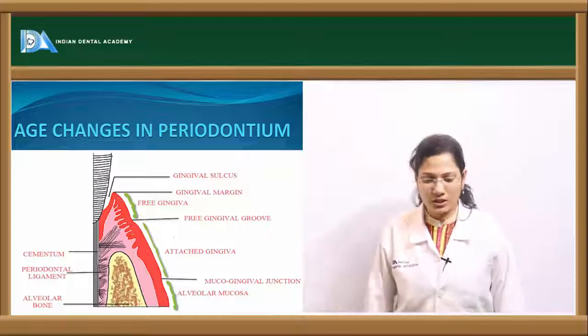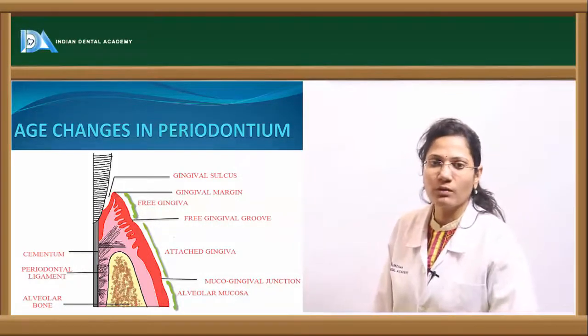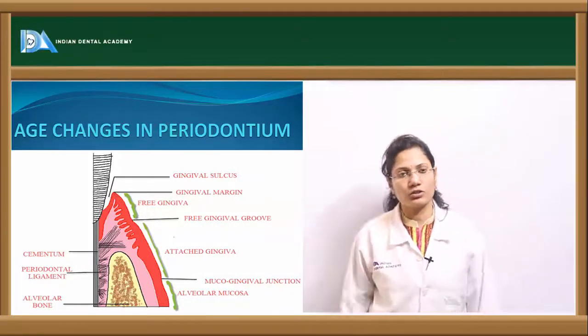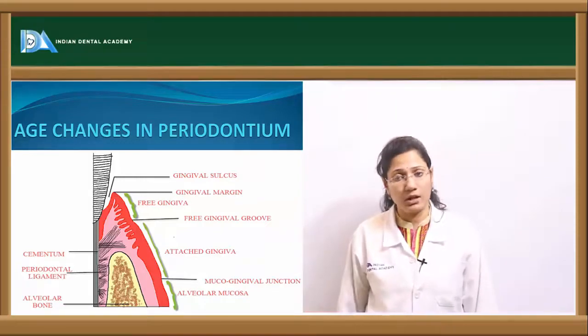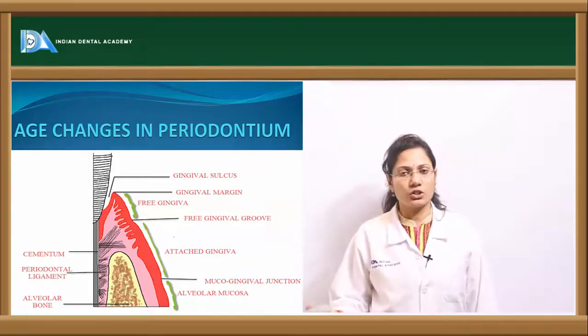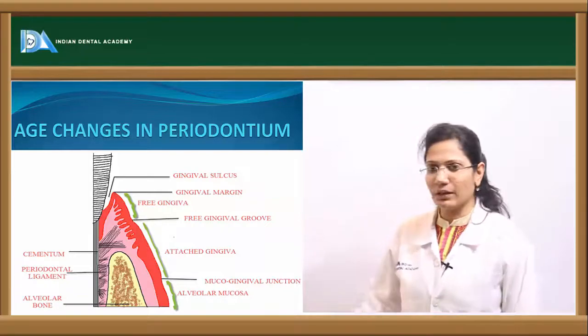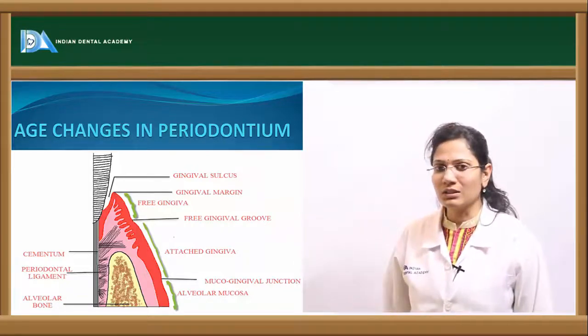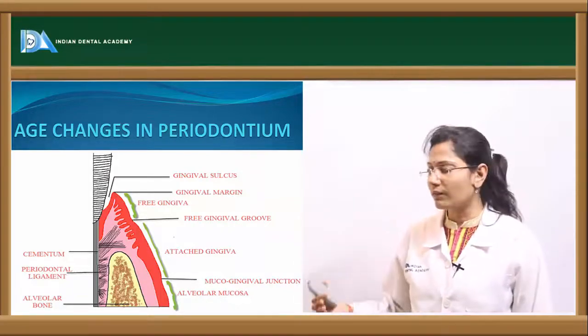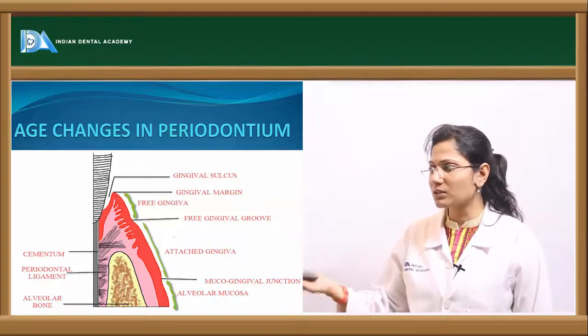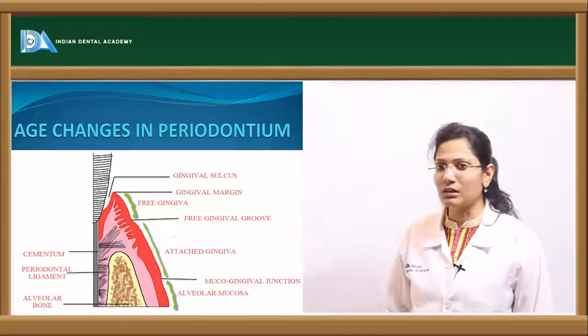The topic is the changes in the periodontium. Now, the periodontium involves two hard tissues, that is your cementum and your alveolar bone, and two soft tissues, that is your gingiva and the periodontal ligament. As you can see in the picture, it describes the various parts of the gingiva where the periodontal ligament is present, your cementum, and everything is clearly labeled.